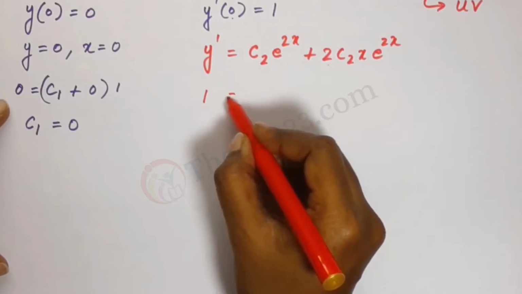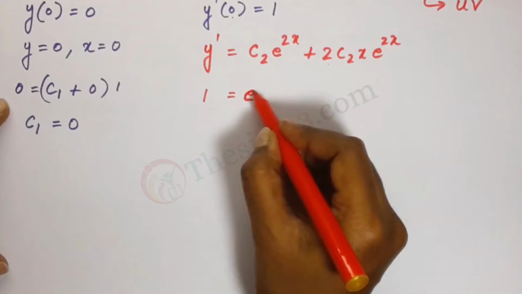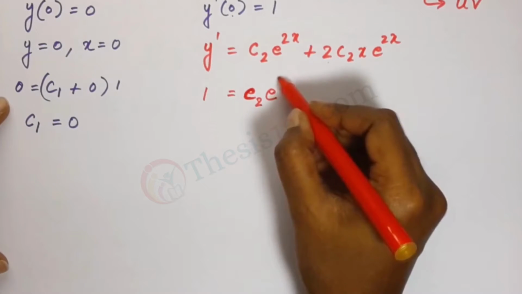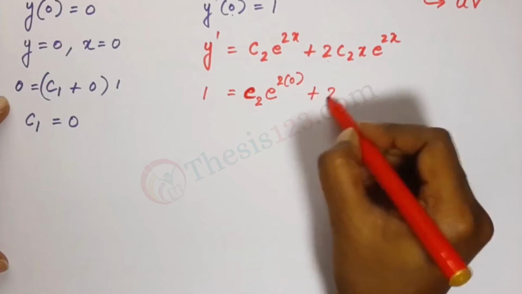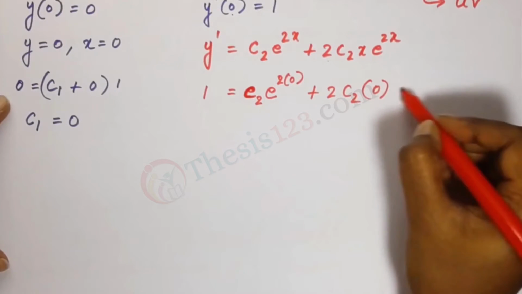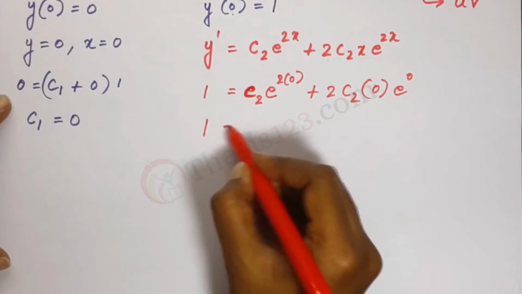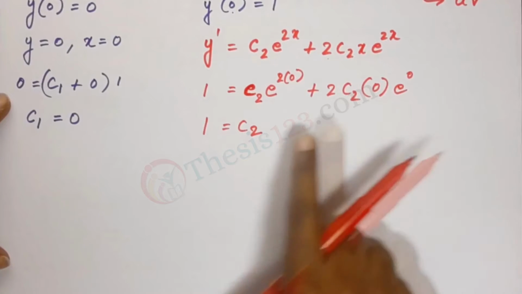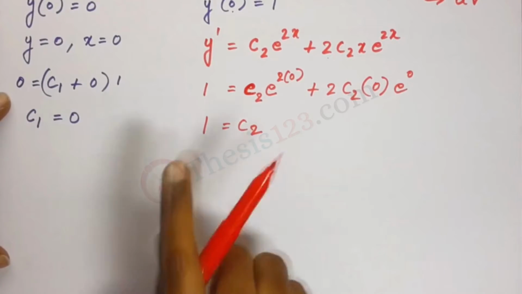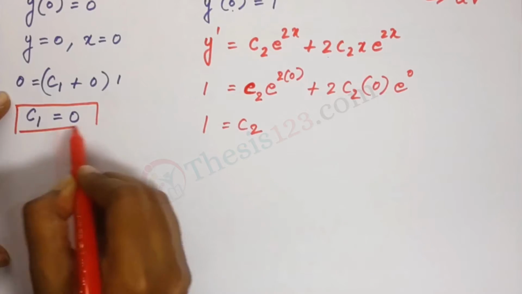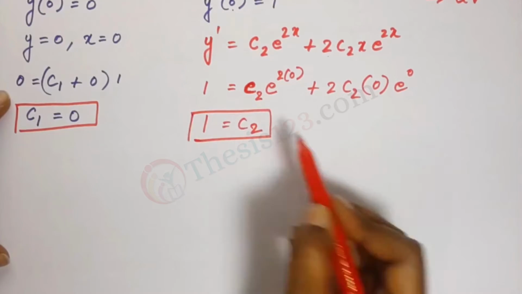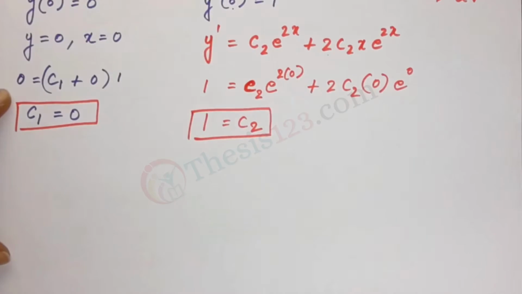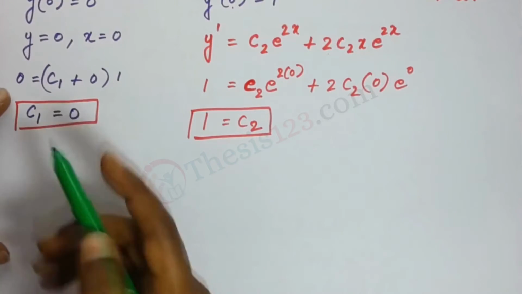1 is equal to c2 e power 2 into 0 plus 2c2 into 0 e power 0, and that gives us 1 and 0, so here we have c2 is equal to 1. So we have our two values, c1 is equal to 0 and c2 is equal to 1. If we substitute both these values into the general equation, we will find the particular solution.